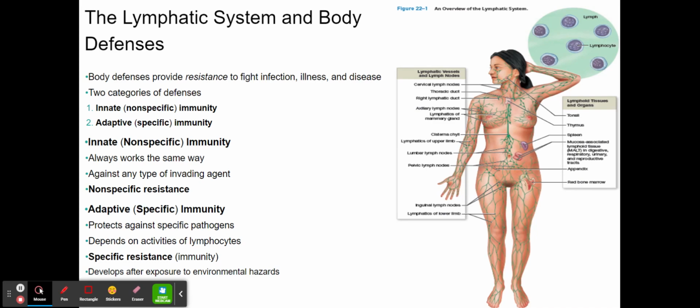Two is the adaptive or specific immunity, which protects against particular threats. For example, an adaptive defense may protect against one type of bacterium, but not another type of bacteria or a virus. Many specific defenses develop after birth as a result of accidental or deliberate exposure to environmental hazards. Adaptive defenses depend on the activities of specific lymphocytes. B cells and T cells are part of our adaptive defenses, which provide protection known as specific resistance. Innate and adaptive defenses work together. Both must function normally to provide adequate resistance to infection and disease.